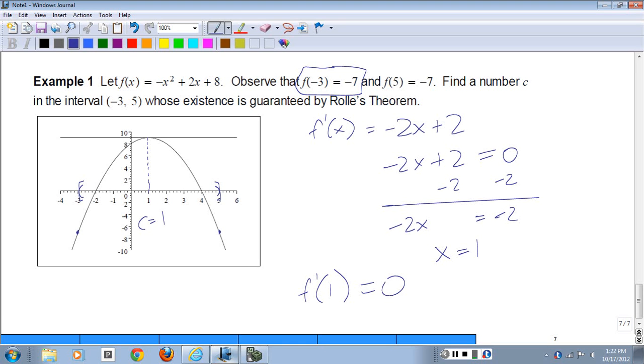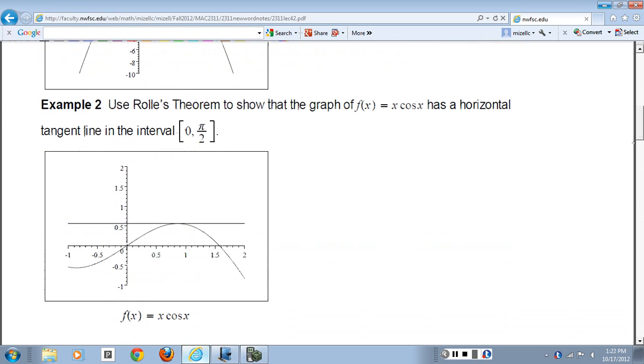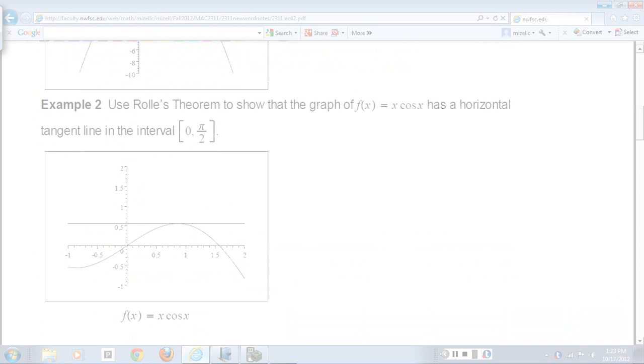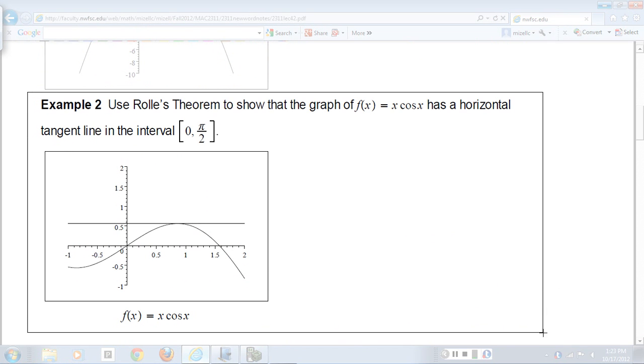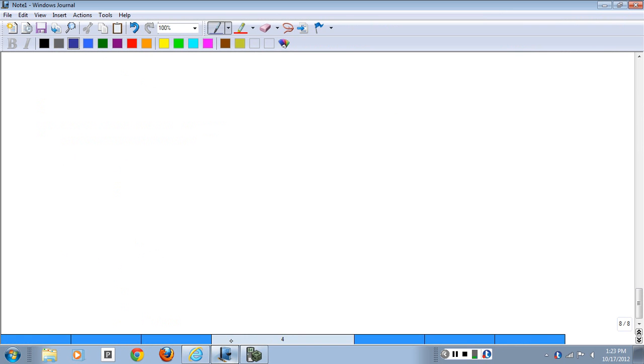So maybe not that exciting with a polynomial function. With a transcendental function, there's a little bit more going on because we don't have a nice non-graphing calculator way of finding the value of C. We can just be assured, though, that it exists. Use Rolle's theorem to show that the graph of f of x equals x cosine x has a horizontal tangent line in the interval from 0 to pi over 2, and perhaps I should have used the open interval, but unless it happens at 0 and pi over 2 and not in the open interval, then it would happen in the closed interval.